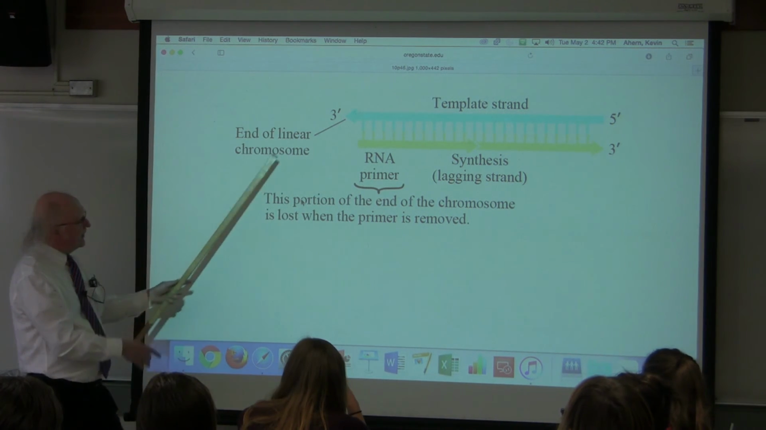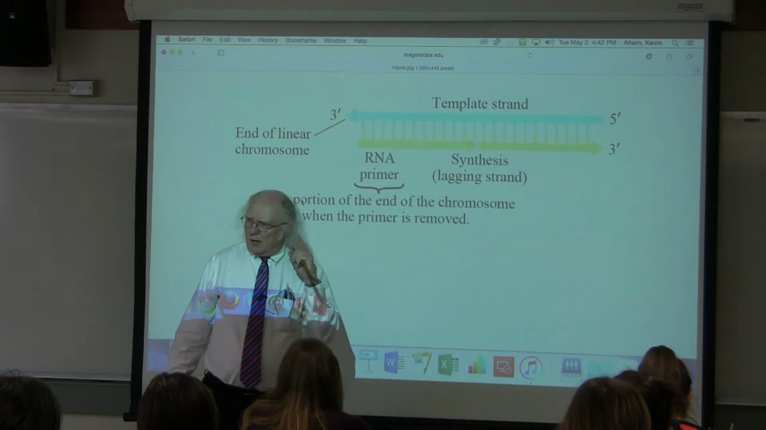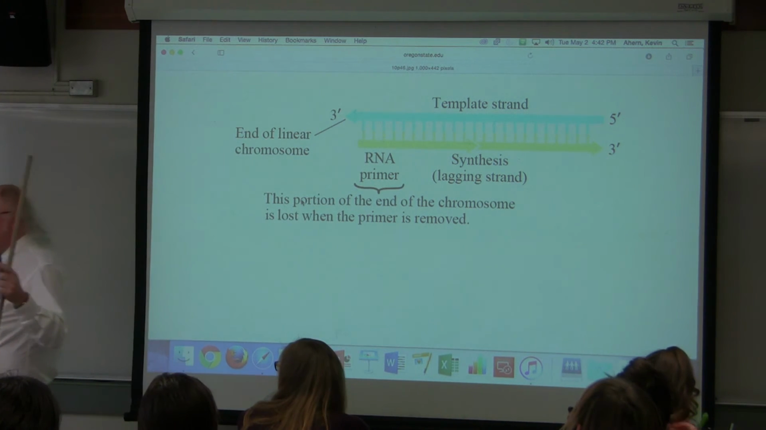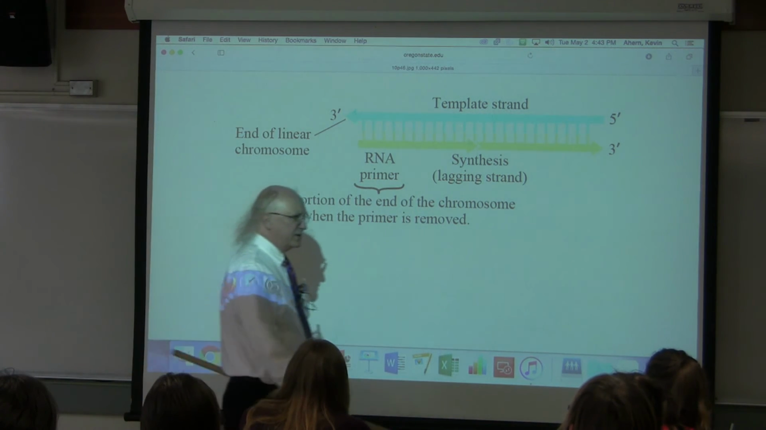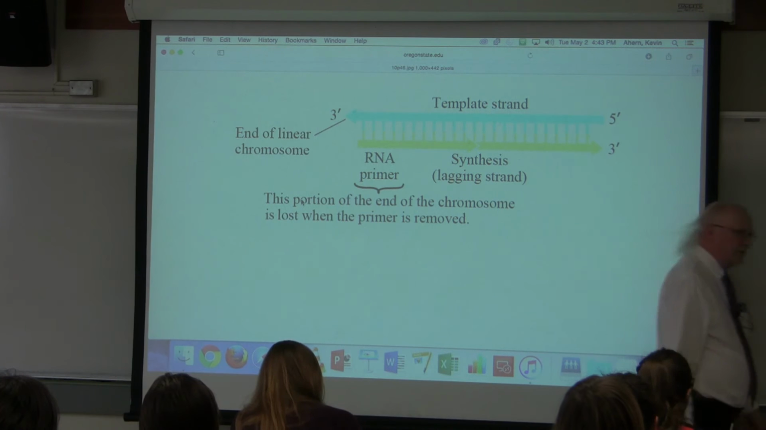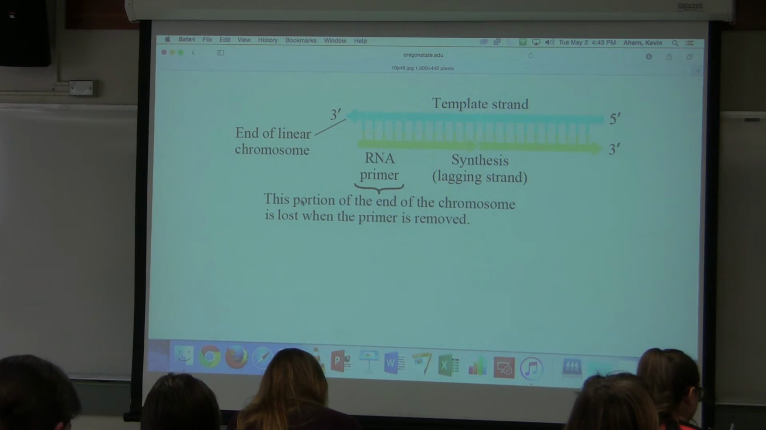Okay. Now let's think about this. If the length is related to how long I will live, then that means my kids aren't going to live at all. Right? Because they're going to have even shorter telomeres than I do. So how do my kids have a chance?